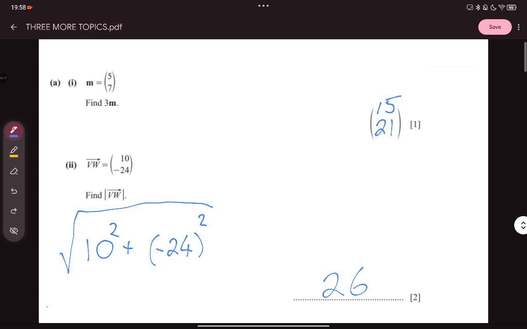So again, notice the word vector is not in this question. The word magnitude is not in this question, but they just assume that you know what to do, which of course, after watching these videos, you do know what to do.